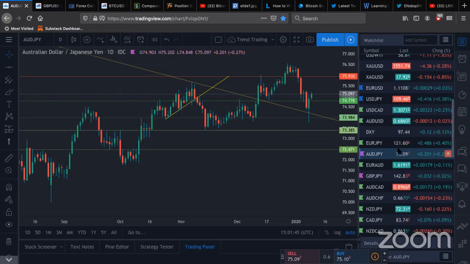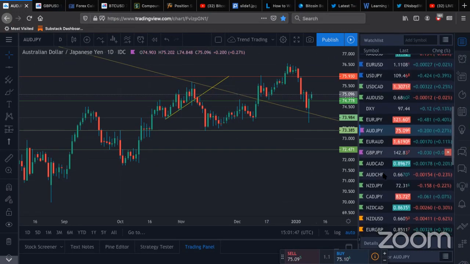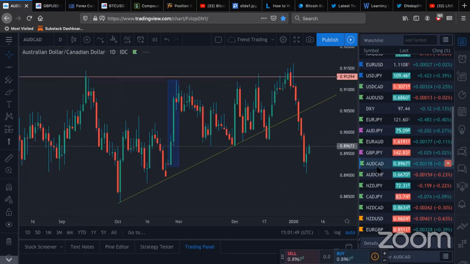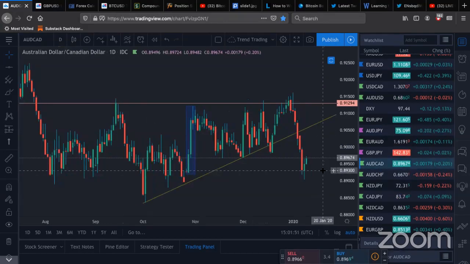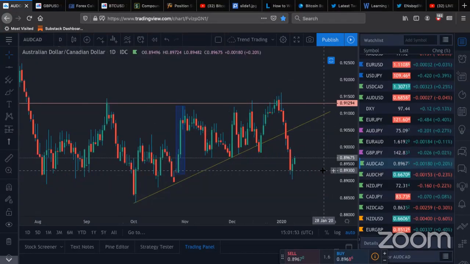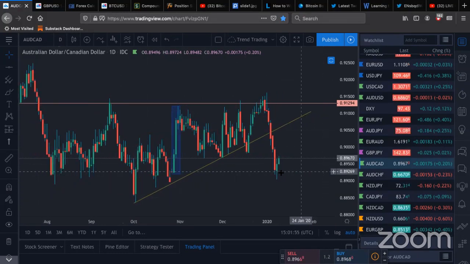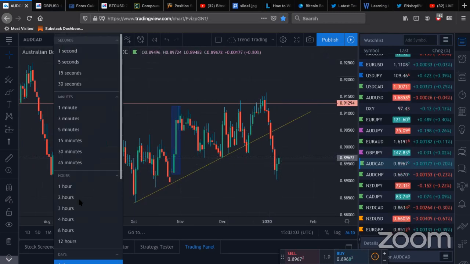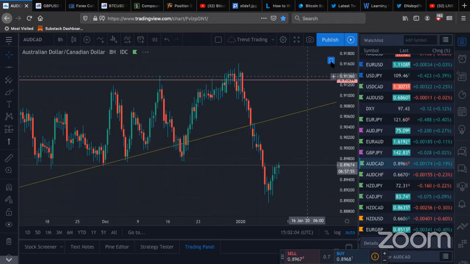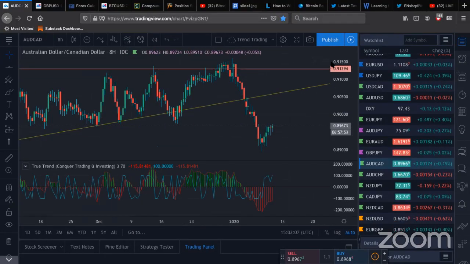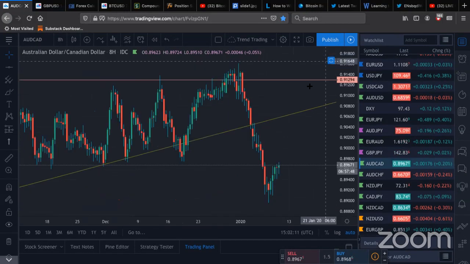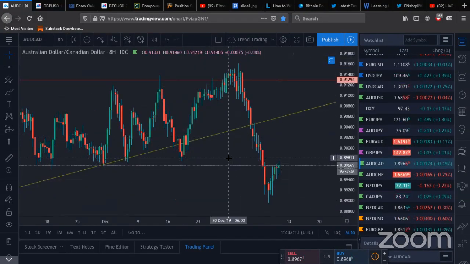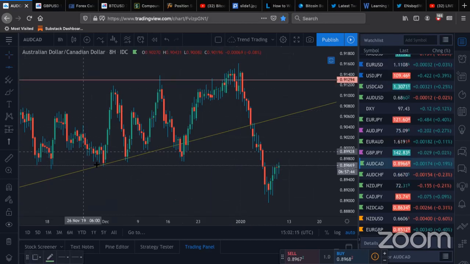So, who's looking at what, and what do we want to look at? So, Australian dollar, Canadian dollar. We're finally getting that little bit of a pullback we were looking for. You could see some resistance right up here. Let's draw that in.